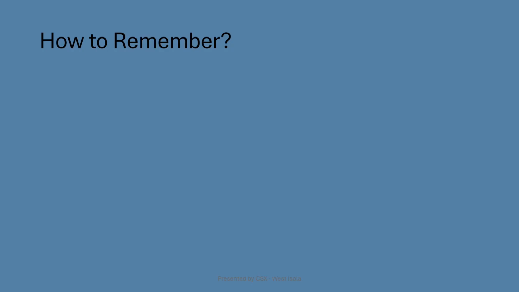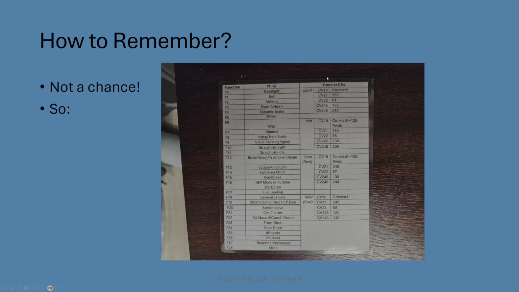So how to remember all this lot? Well, the simple answer is we haven't got a chance of remembering it all. So what I've done on my layout is I've come up with this. This is my little cheat sheet that I have on my system. It's simply printed out and laminated into plastic. On the left-hand side, it tells me all the functions and what they do. And then over here, it tells me what the consist CVs are in there. So those numbers we've just worked out, for example, CV21 on the lead loco is 255.